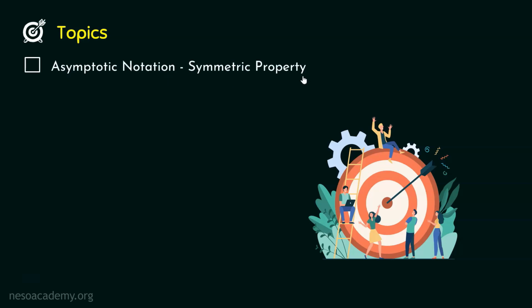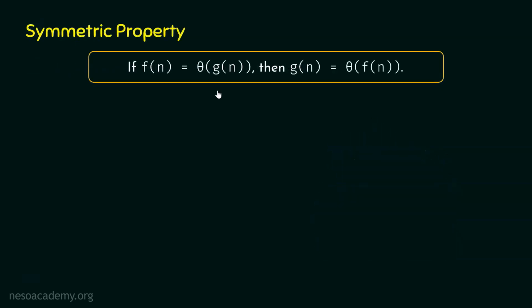Let's understand what the symmetric property is first, and then we will prove that the symmetric property of asymptotic notations is true. So here is the symmetric property. If f(n) is theta of g(n), then g(n) is also theta of f(n). Symmetric property is applicable on theta notation. If f(n) is theta of g(n), this means g(n) is the tight bound of f(n), then g(n) is also theta of f(n). This means f(n) is also the tight bound of g(n).